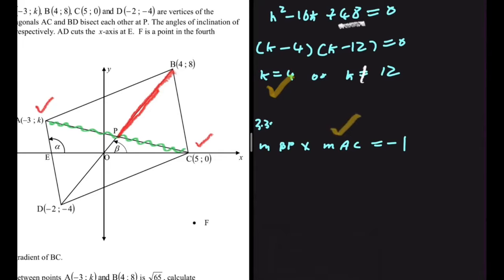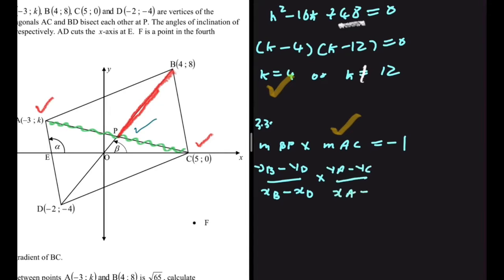What about BP? We don't have the coordinates of P. P lies on BD, and we have the coordinates of D. So we can just use the coordinates of BD to find the gradient of BP. For the gradient of BP, we're going to say y of B minus y of D divided by x of B minus x of D, multiplied by AC. So let's say y of A minus y of C divided by x of A minus x of C.